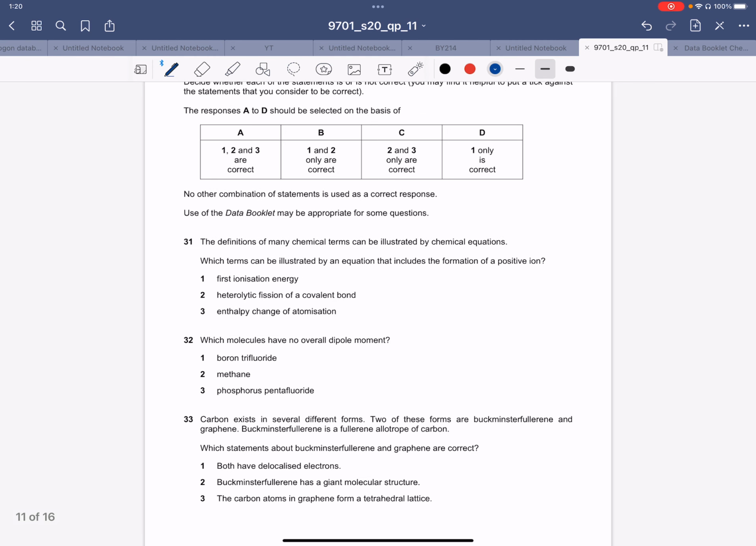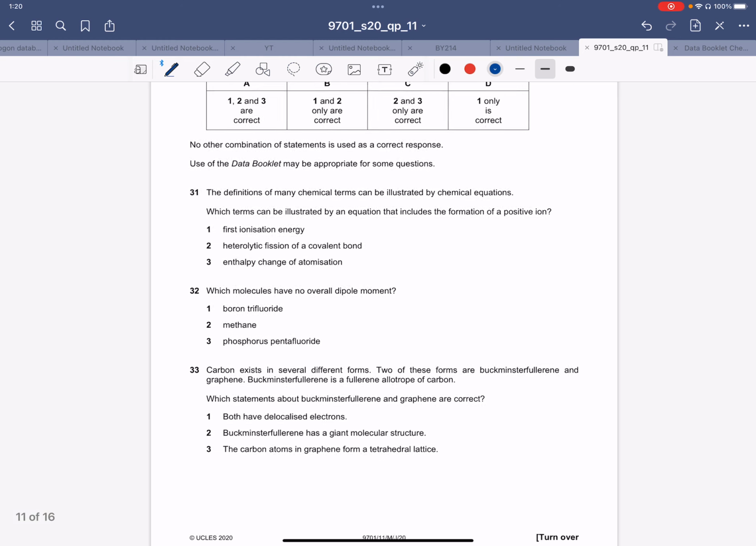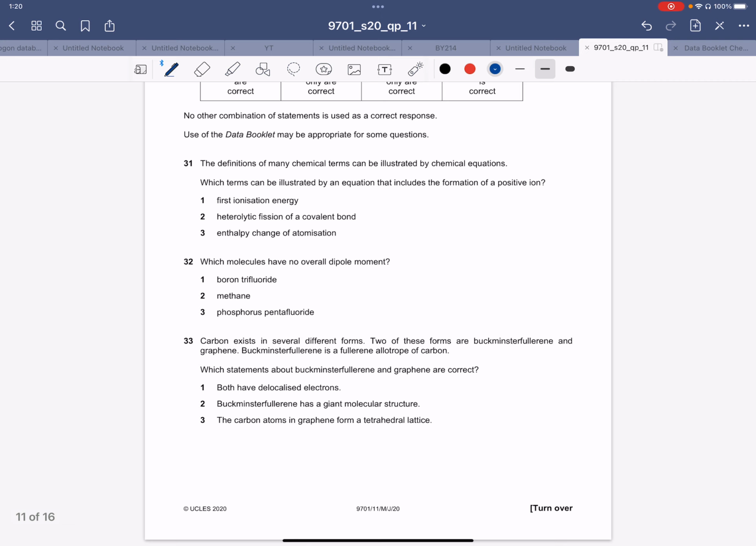So, as you guys can see, A is 1, 2, 3, B is 1, 2, C is 2 and 3, and D is just 1. So obviously, it's not every single combination, so I guess that is a bit easier, but still good to check. All right, let's just get started.